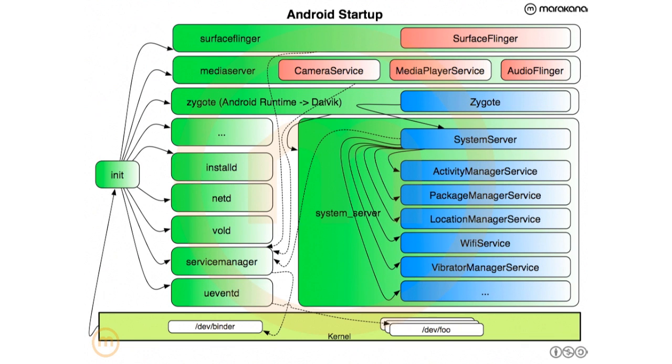Did Zygote start media server too or not? No. And media server started from init. Zygote forks itself to start the system server. It used to be that system server was responsible for starting some of the things like camera, and so on, Surface Flinger, but that's no longer inside of system server.